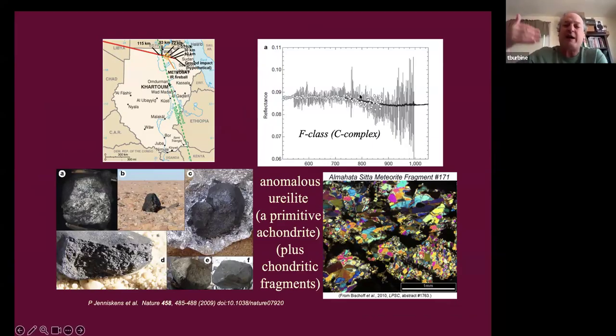If you saw this spectrum from your telescope, you'd assume it's probably a carbonaceous chondrite. So you've got to be a little careful making interpretations. So it was a primitive achondrite. The samples there, plus they also had some chondritic fragments that seemed to be part of this rubble pile. So interesting. So we've been making progress.